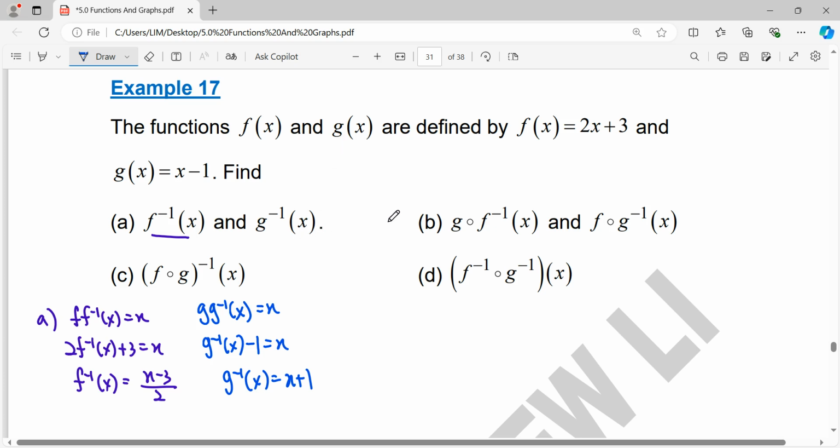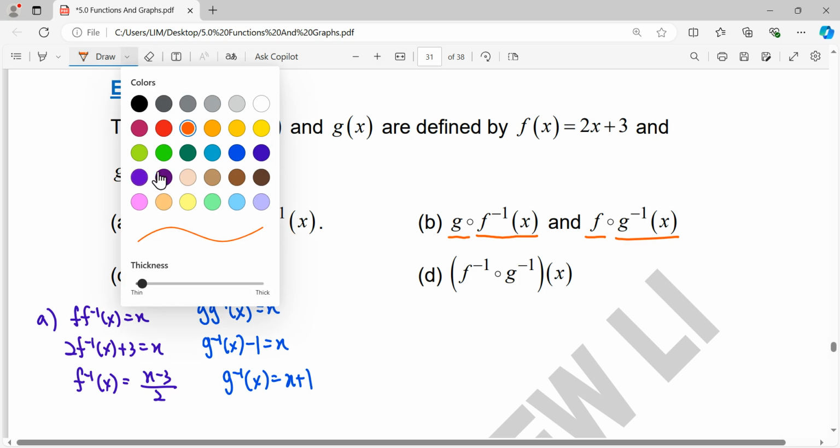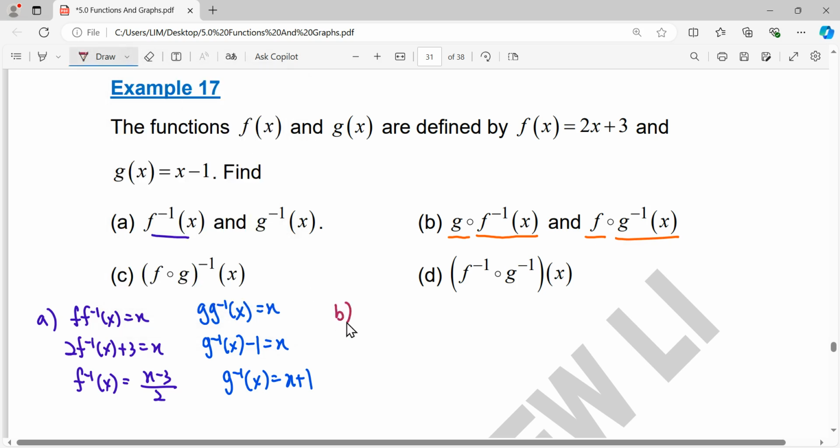Then we continue for question B. So what's meant by this? This is composite f inverse to g. Meanwhile, this one is composite g inverse with f. So g f inverse means substitute f inverse. We have x minus 3 over 2, and then substitute this into the function of g. So this x will be replaced by x minus 3 over 2, minus 1.